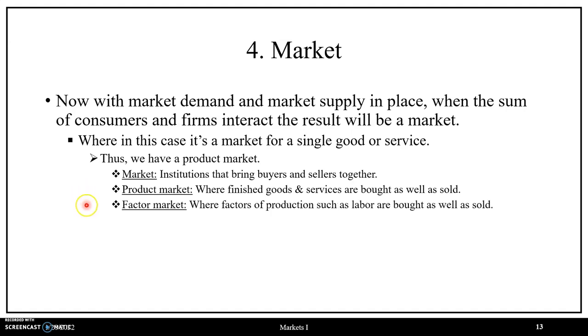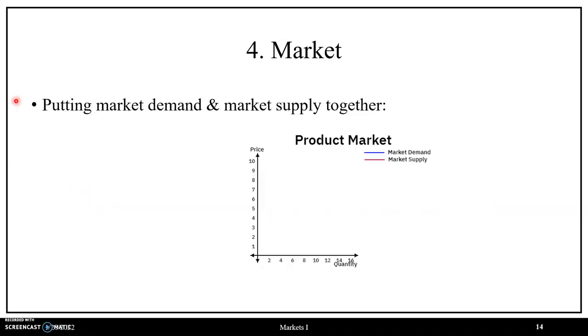And this contrasts from a factor market, which is where factors of production, such as labor, are bought and sold. Now, putting it all together in terms of market demand and market supply, let us graphically examine our product market for pizza slices.